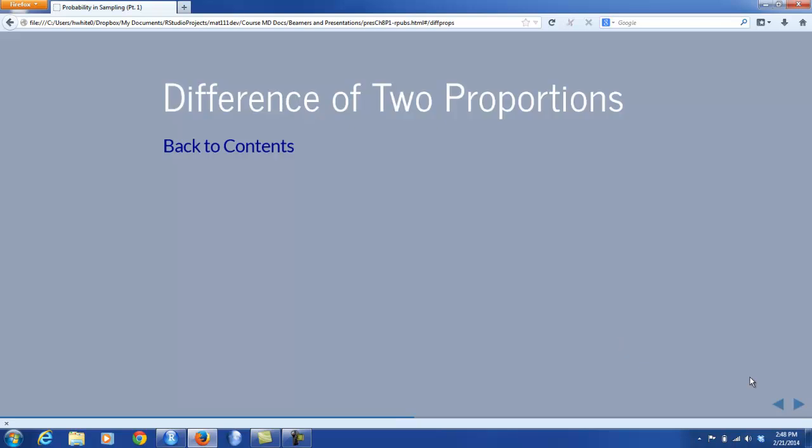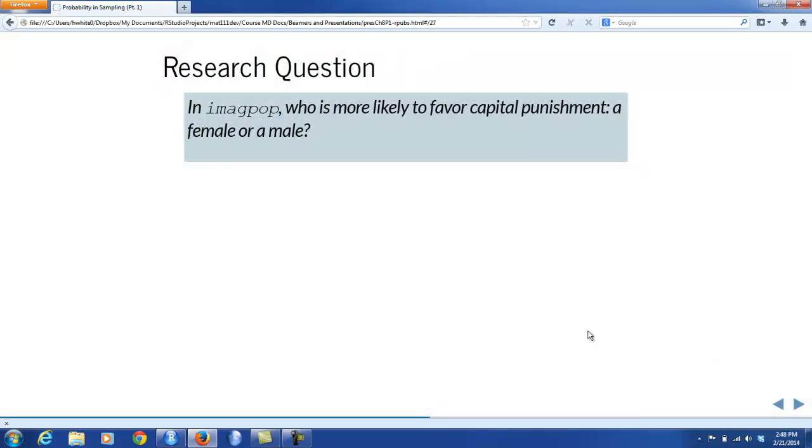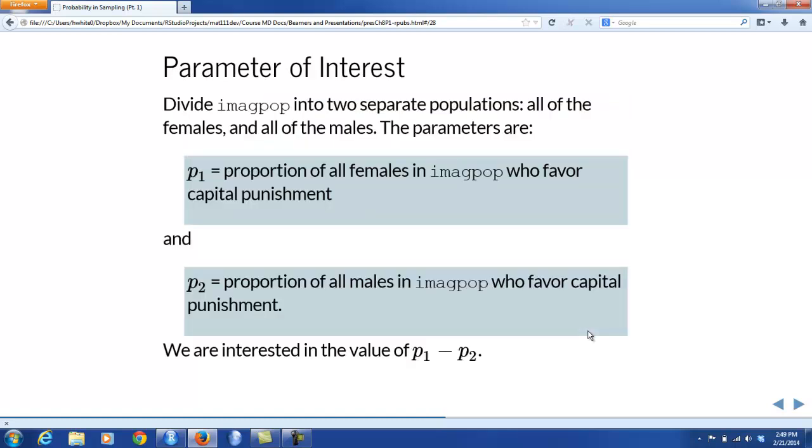How about the difference of two proportions? Here's a typical research question. In a match pop, who's more likely to favor capital punishment, a female or a male? Again, you subdivide a match pop into the two separate populations, all the females and all the males. And again, we need to define our parameters to be clear about what we're talking about. So let's let P1 be the proportion of all females in a match pop who favor capital punishment, and let P2 be the proportion of all males in a match pop who favor capital punishment. So we're interested in P1 minus P2.